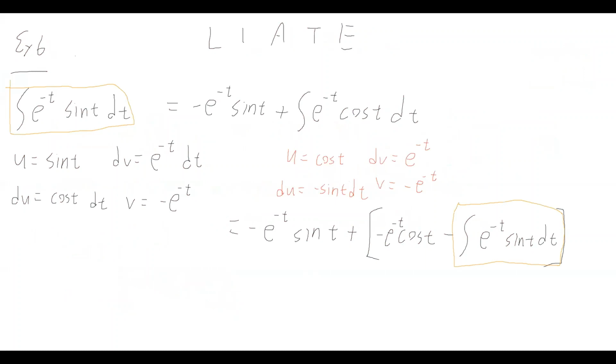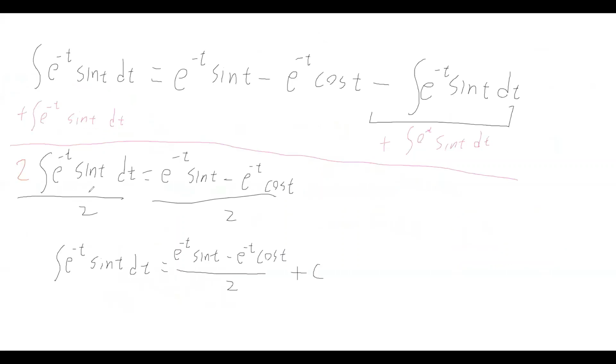All right, and the last example, right? When you do it twice and then move it back to the left-hand side, divide by 2 to get the answer you want.